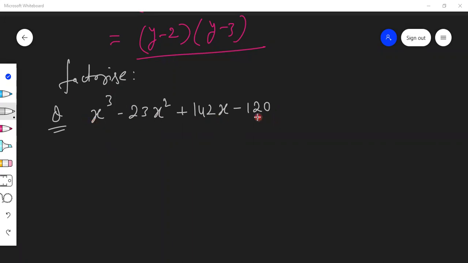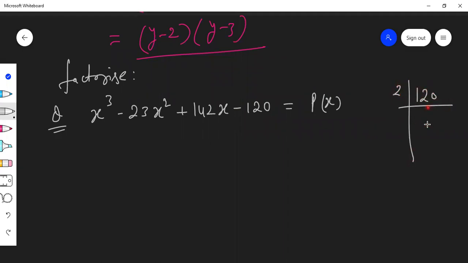This expression is equal to px. This expression is px. Okay. Now, first of all, we would like to factorize the last term. You see 120, the prime factorization of 120.